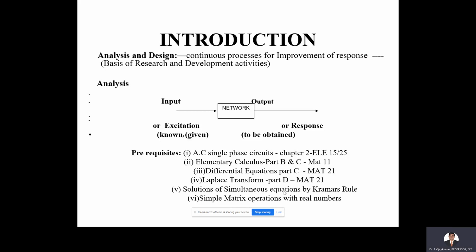For example, for the network, we are applying the input. When you apply the input, we call it an excitation. It can be a voltage or current, which is the known or given data. Once you give this excitation, you should get an output. That we can call a response.